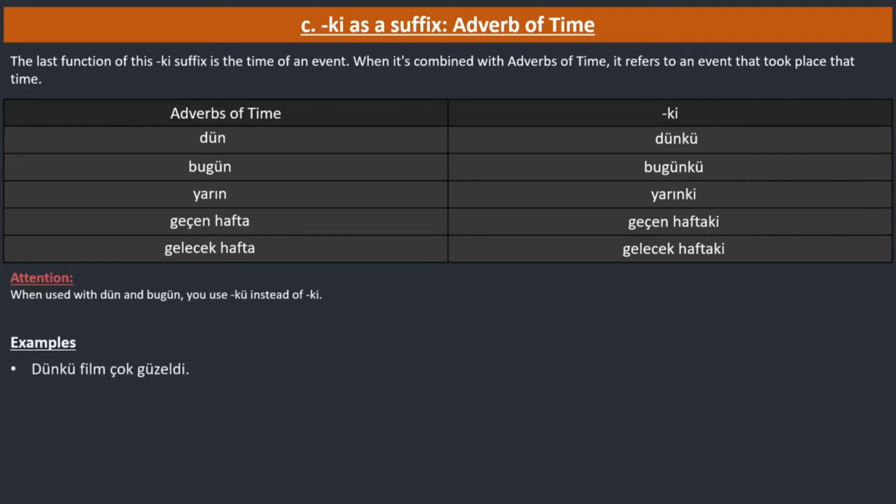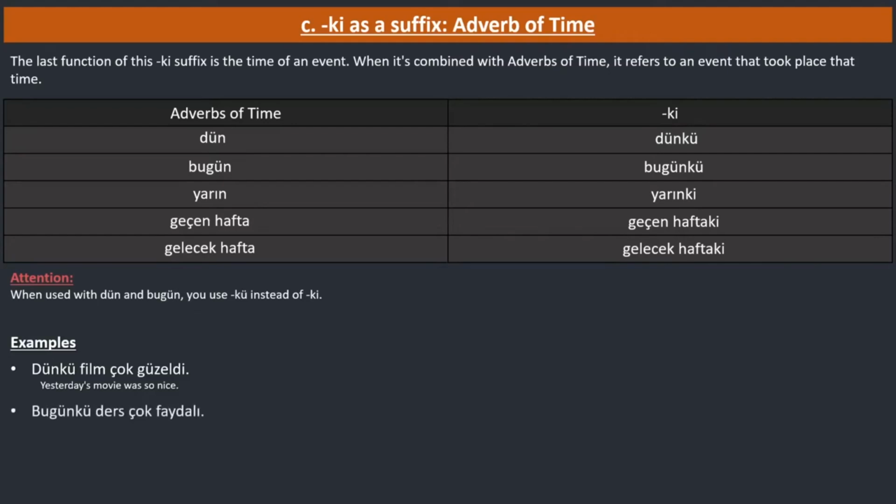So, example sentences again. Dünkü film çok güzeldi. Yesterday's movie was so nice. So, film çok güzeldi. You can say that. The movie was so nice. But if you want to add this detail that it was yesterday, you can say dünkü film. Yesterday's movie, or the movie that was yesterday, was so nice.